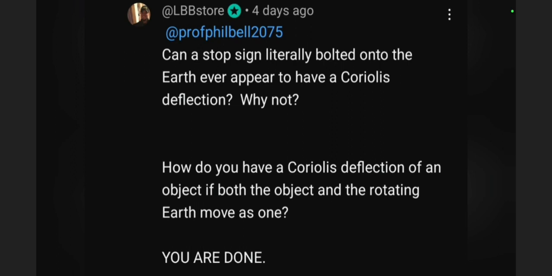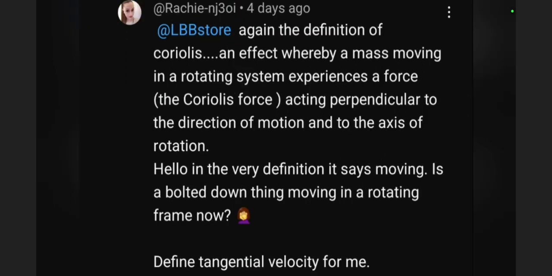He comes back to Professor Phil Bell. Can a stop sign literally bolted onto the Earth ever appear to have a Coriolis deflection? Why not? How do you have a Coriolis deflection of an object if both the object and the rotating Earth move as one? You are done. So I reply to him.